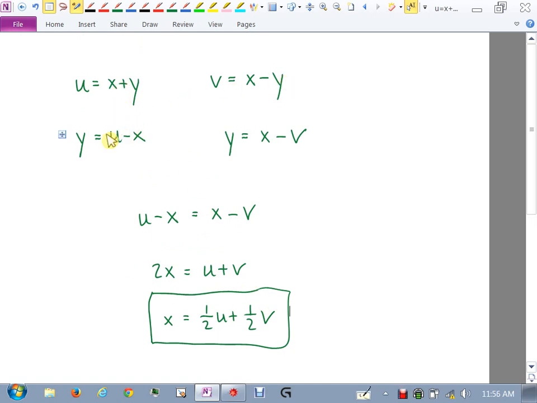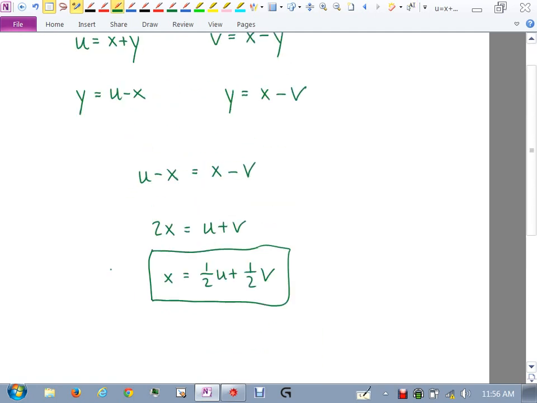So I can go with, I mean, these two are already set, y is equal to this, right? So I could go in here and I could just replace that x with this. Or I could replace that x with this. And then I'd have an equation that just has y and then u and v. So I'm just going to stick this right here into this equation.